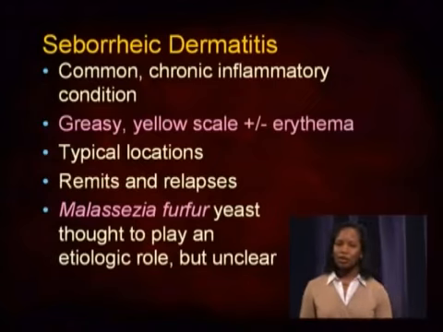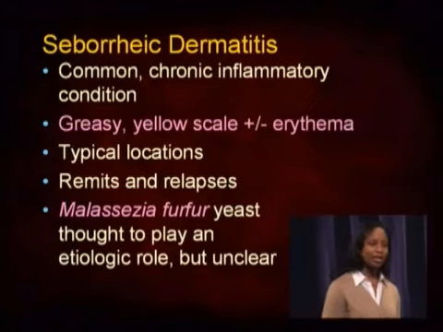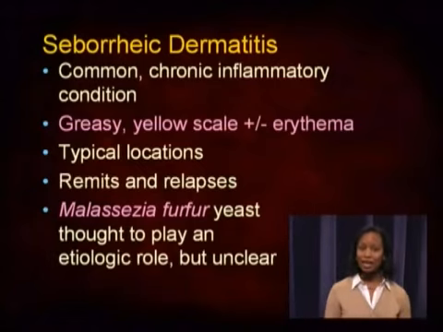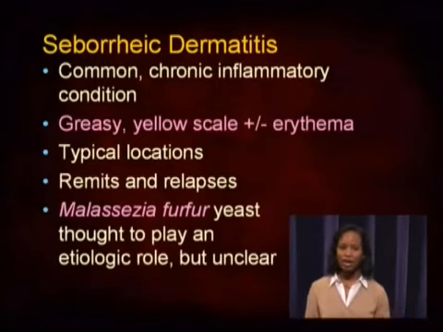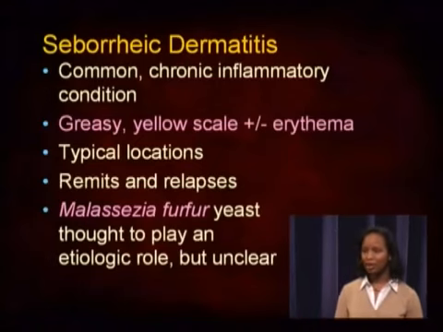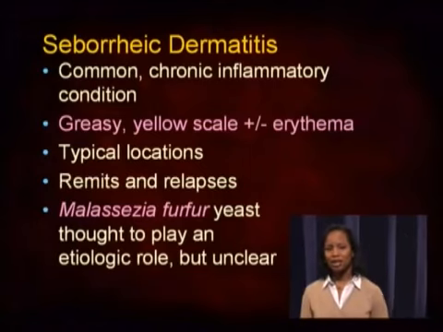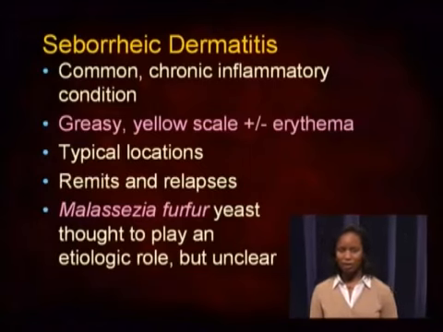Seborrheic dermatitis, a chronic, common inflammatory condition where patients experience greasy yellow scale in a typical distribution, which is generally the scalp, the eyebrows and glabella, the nasofacial creases, and we'll look at a diagram in just a minute that emphasizes the sites of involvement.